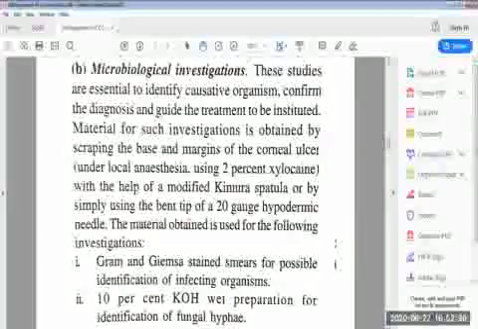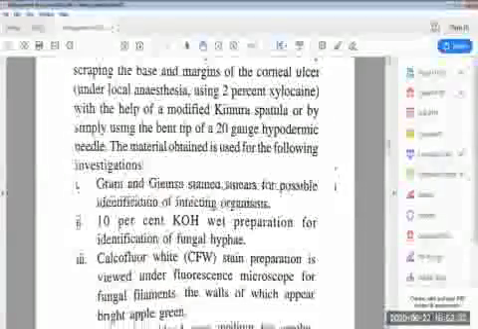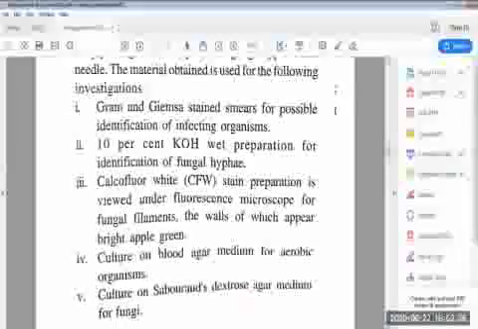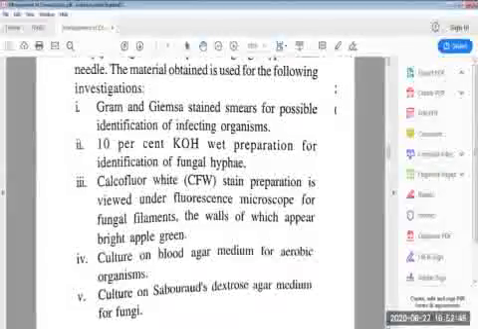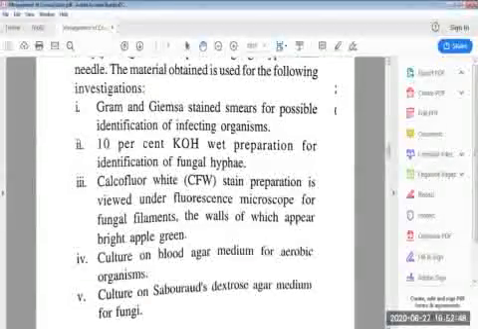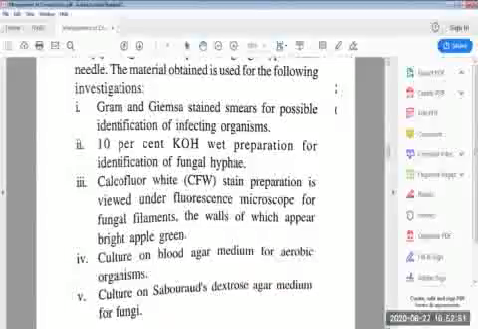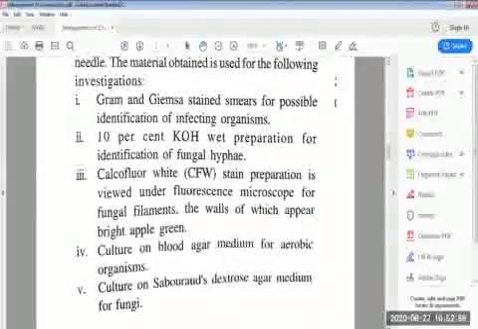The material obtained is used for the following investigations, like Gram and Giemsa stain smears for possible identification of infecting organisms. Then 10% potassium hydroxide wet preparation for identification of fungal hyphae, and CFW calcofluor white stain preparation is viewed under fluorescent microscope for fungal filaments, the walls of which appear bright apple green.